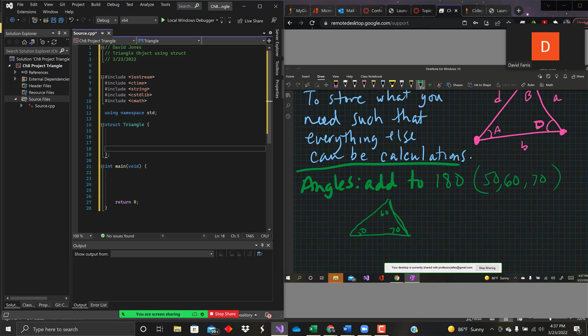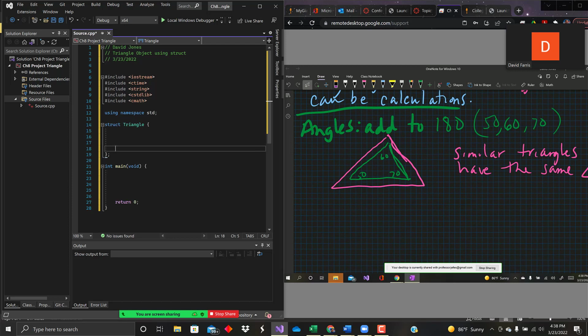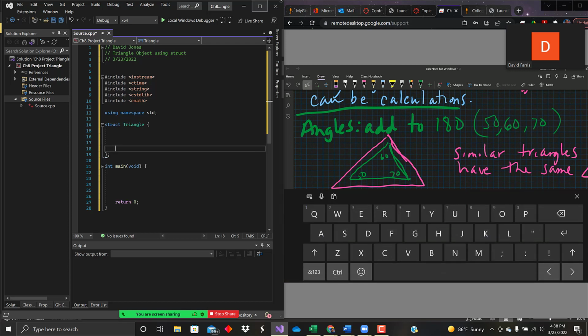Is there any downfalls to using angles? Well, turns out there is. This triangle has the same angles. So similar triangles have the same angles. So that's not really unique. So that one's definitely not good. We don't have unique triangles. Oh, part of that's off the screen. That's why.